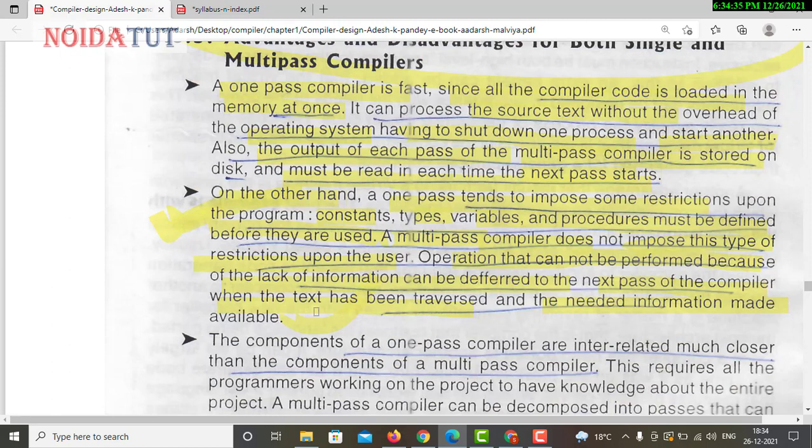So it is going to try to read it in the second part. Again it is going to try to read in the third part. So this is a benefit with the multi-pass compiler. That means you do not need to declare the variables in the beginning.